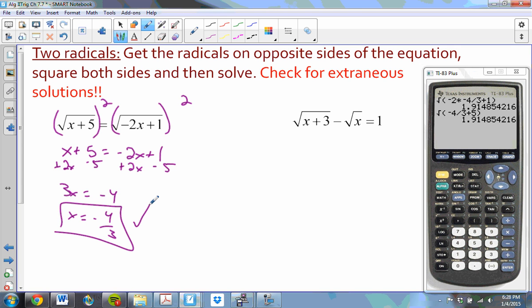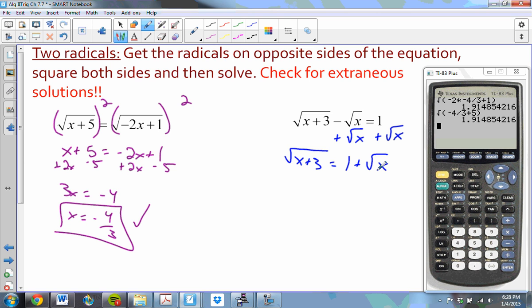When there's two radicals on the same side of the equation, these problems are actually much, much simpler if they're on opposite sides of the equation. You want these radicals on opposite sides, so I'm going to add a root x to both sides. I get the square root of x plus 3 equals 1 plus the square root of x.